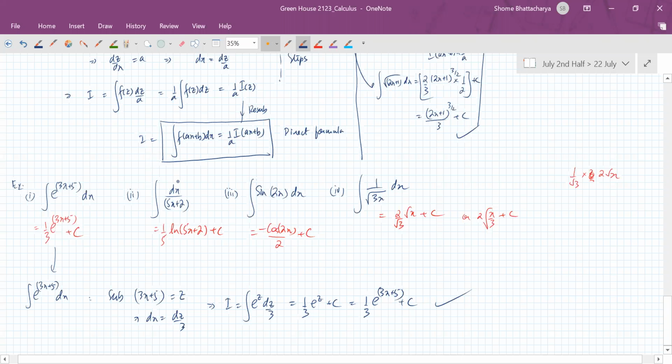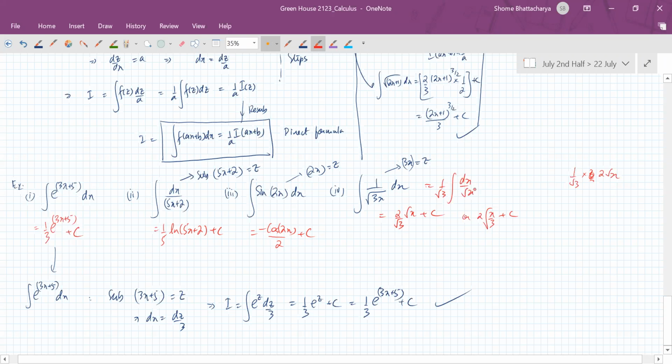So like that, in this you would substitute 5x plus 2 as a dummy variable. In this you would substitute 2x as the dummy variable. In this you need not substitute actually, but you can. The last one, it will be totally unnecessary to do substitution. You can just do this.